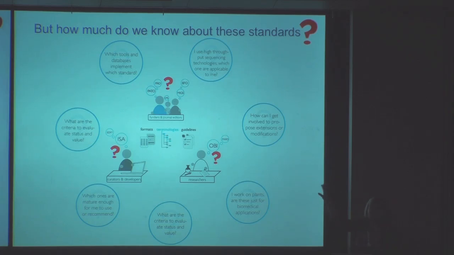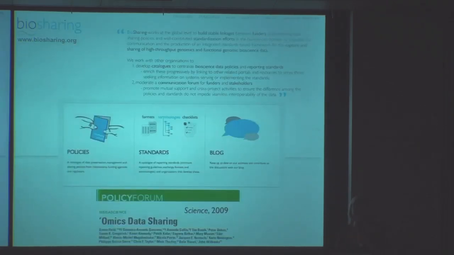It's also very difficult for funders and journal editors, who may not be as technical as researchers and curators can be. So they find it very difficult to understand what's really usable and what they need to recommend. So this is the rationale for why we established this BioSharing effort. It's really to try to create links between funders, journals, and all these bottom-up standardization groups, and that's what we got funds to do.